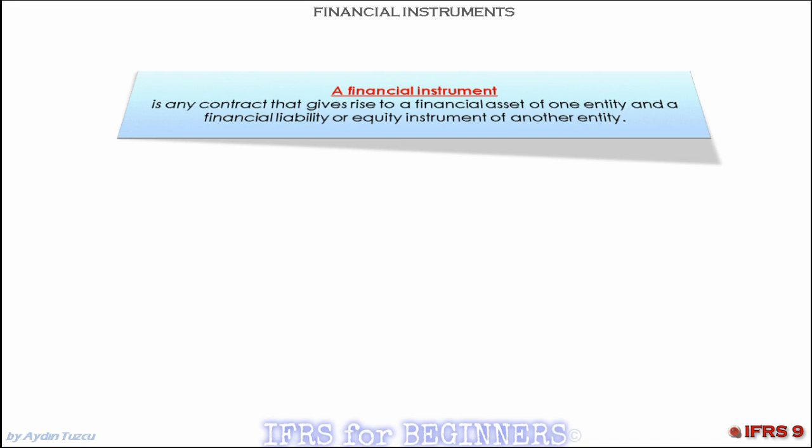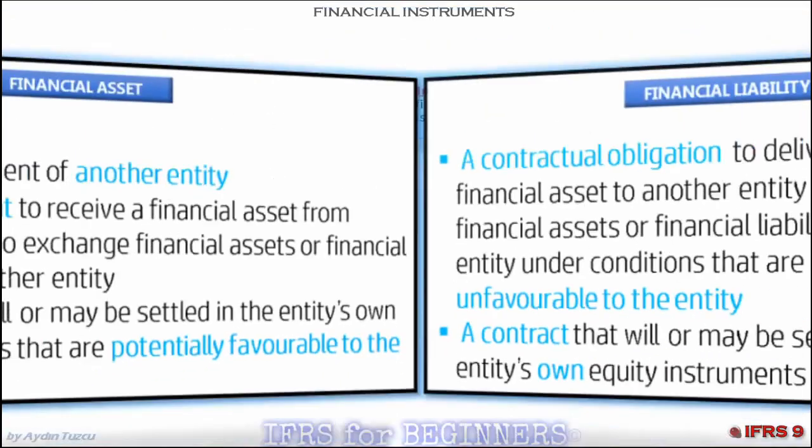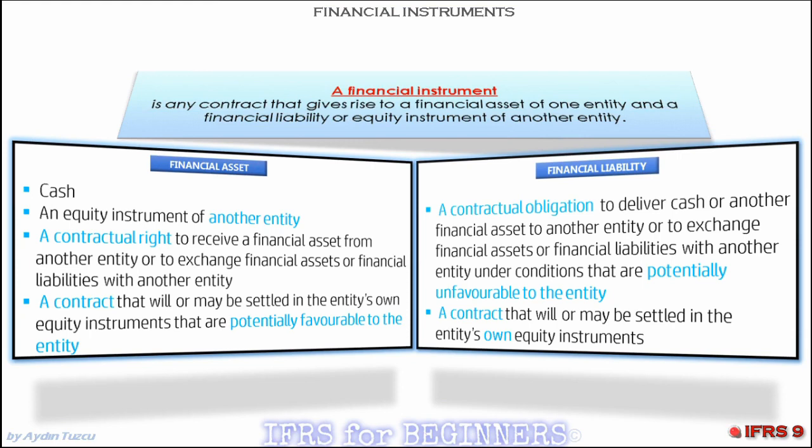Okay, now it's the time for defining financial asset and financial liability. These are the screenshots from my other course IAS 32 Financial Instruments Presentation. A financial asset is any asset that is cash or an equity instrument of another entity, which means a residual interest in the assets of another entity after deducting all its liability.